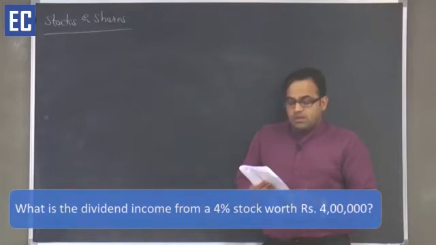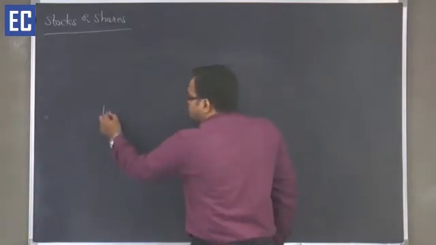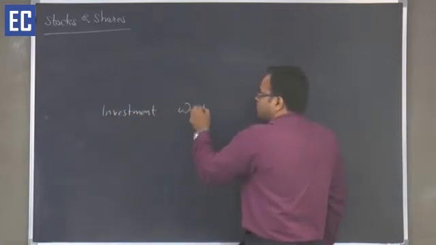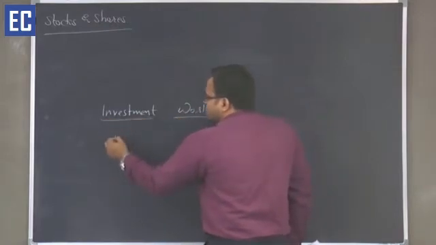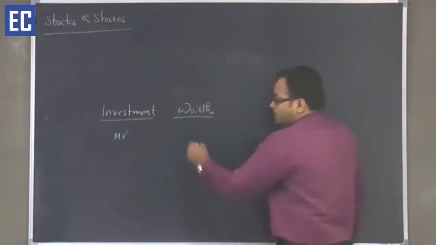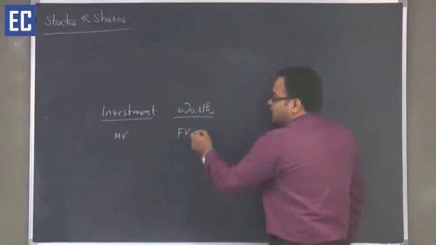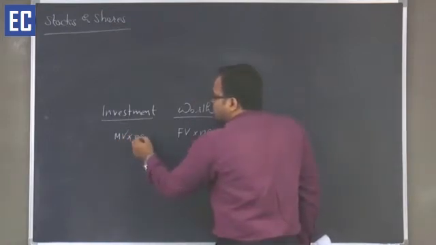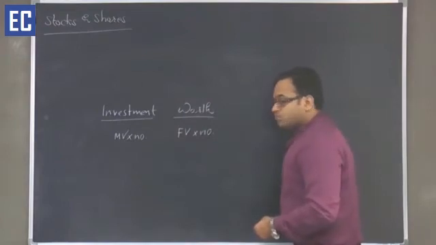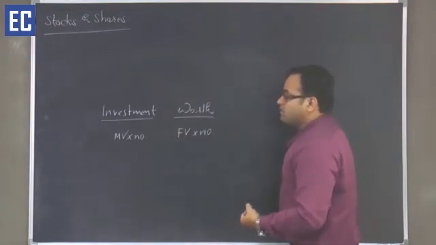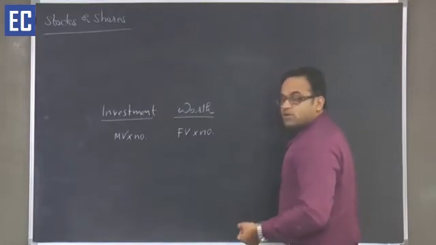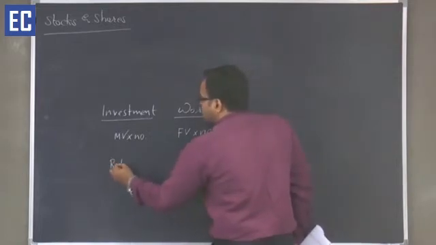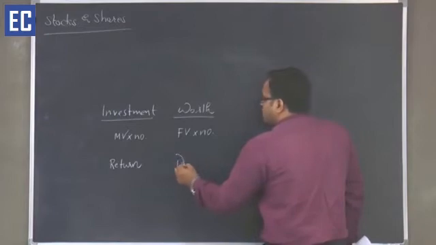What is worth? There is a difference between investment and worth. Investment is a function of the market value. Worth is a function of the face value. Face value multiplied by the number of stocks gives me the worth. Market value multiplied by the number of stocks gives me my investment. So investment is market value multiplied by the number of stocks. Worth is face value multiplied by the number of stocks. Once again, at the cost of repetition, from the market value I will get my return, and from the face value I will get my dividend.